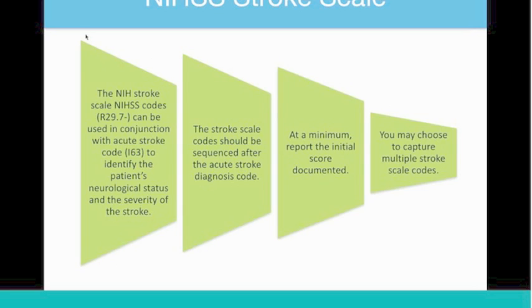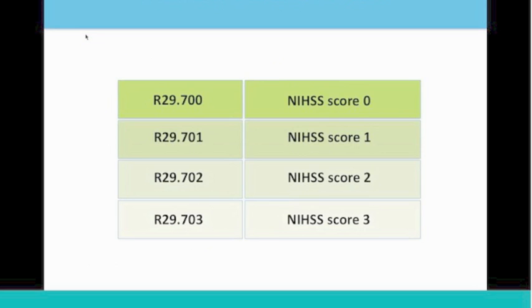When it comes to the NIHSS stroke scale, these codes can also be used in conjunction with acute stroke codes from category I63 to identify the patient's neurological status and the severity of the stroke. The stroke scale codes should be sequenced after the acute stroke diagnosis code. At a minimum, you can report the initial score documented. If desired, you may choose to capture multiple stroke scale scores. And these are the correlating diagnosis codes to the stroke scale score.